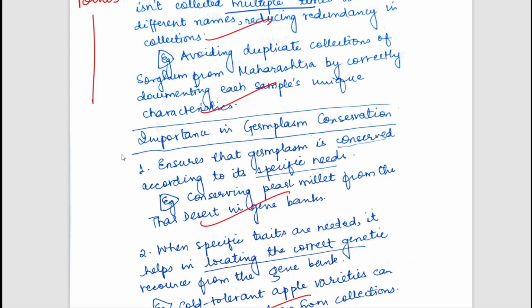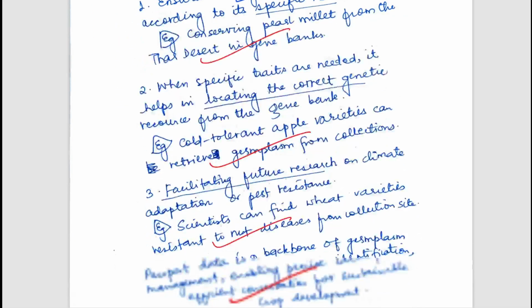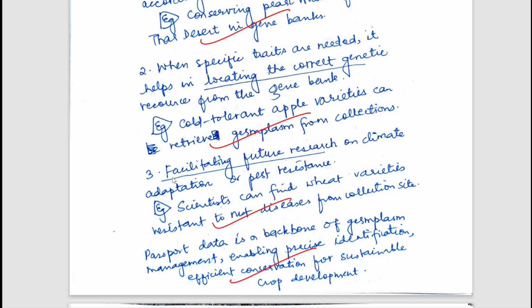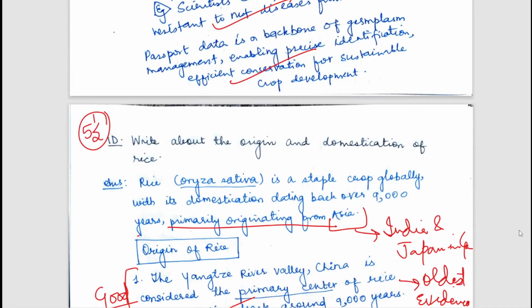Okay. What is its importance? It ensures the germplasm is conserved. So germplasm conservation is one of the roles. It helps in locating the correct genetic resources. It helps in various future research. Okay, so these are some of the importance. Let's move to the next question.